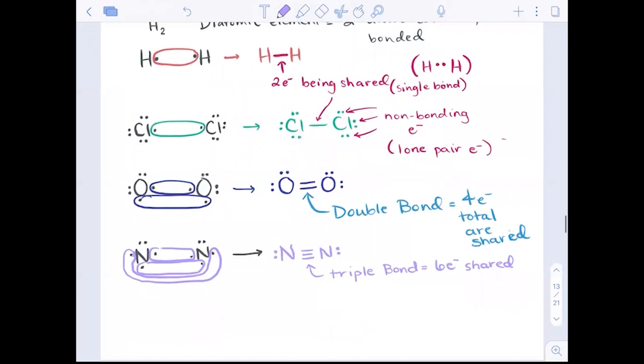Now, list of diatomics that we should know. H2, N2, O2, and then all of the halogens, F2, Cl2, Br2, and I2. You should know these.